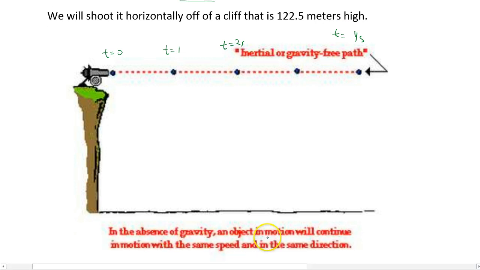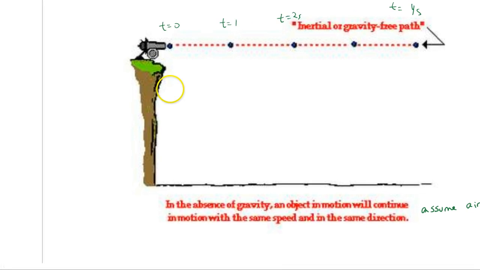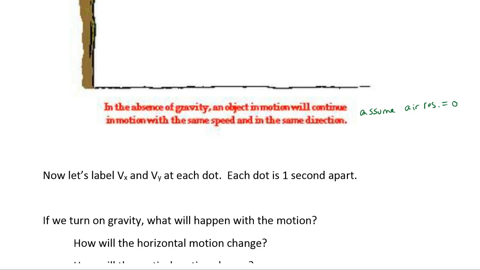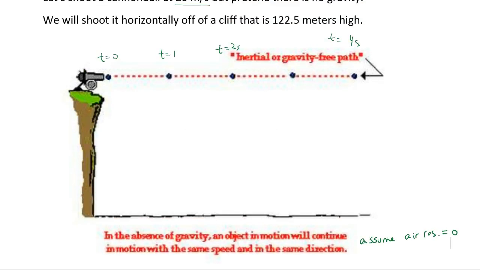In the absence of gravity, an object in motion will continue in motion with the same speed and in the same direction. So we're going to assume that the air resistance equals 0. That's your basic Newton's first law: an object in motion stays in motion. Now let's label Vx and Vy at each dot. Each dot is 1 second apart. At this one over here, how far is it moving in the x direction? Vx equals 20 meters per second.